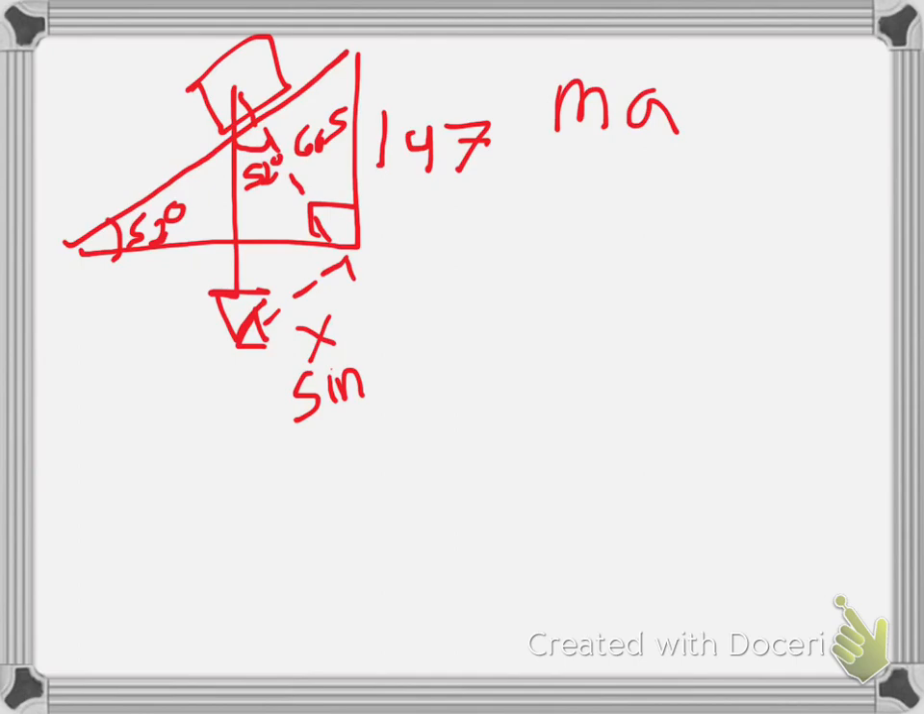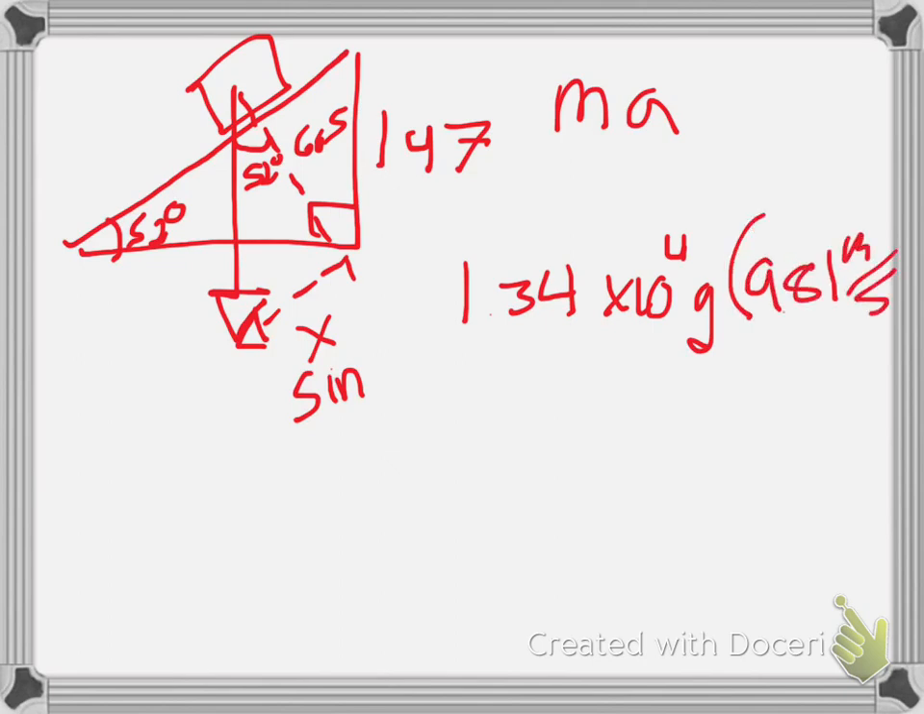Right, so the mass that they gave us was 1.34 times 10 to the 4th kilograms times the acceleration due to gravity, which is 9.81 meters per second squared. And that will give us our force due to gravity, which we can then break into its component pieces using sine and cosine. So that was the step that I was missing, was breaking it out.